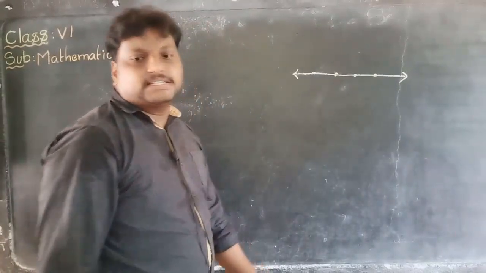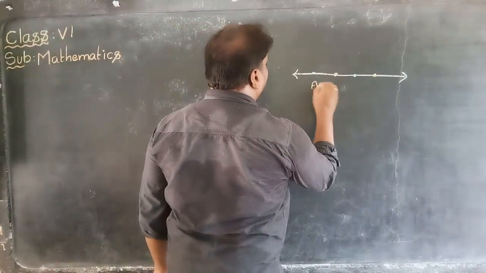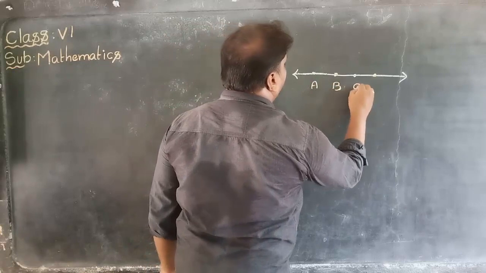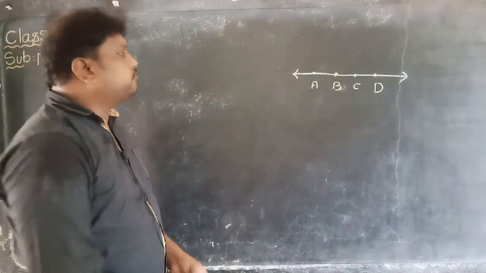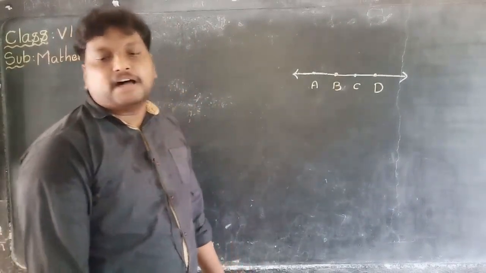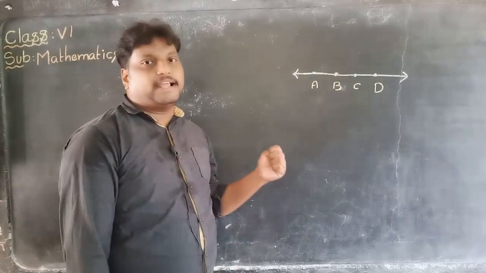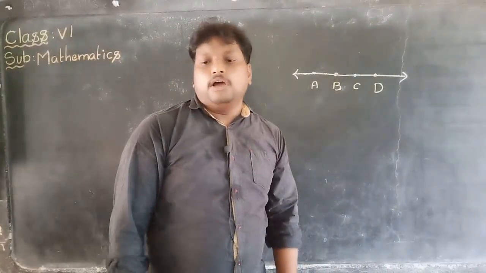Okay. Next, what are the letters? A, B, C, D. This is the question. From that, we have to write how many 12 possible lines. We'll try to write 12 possible lines.